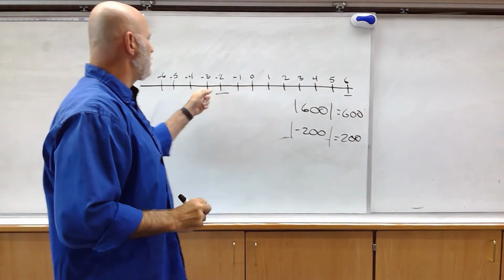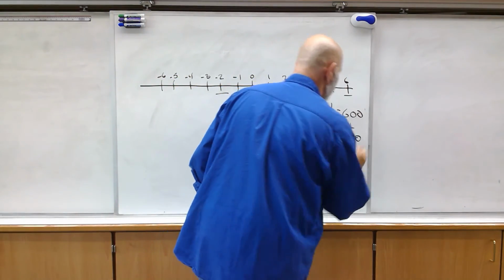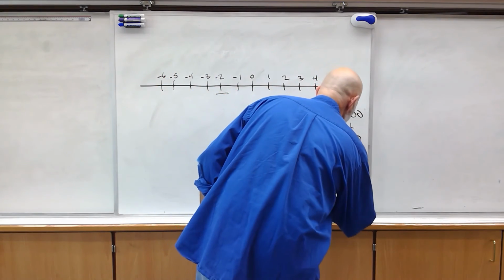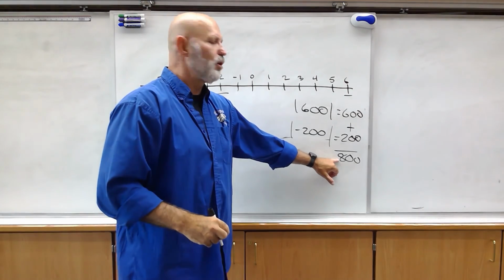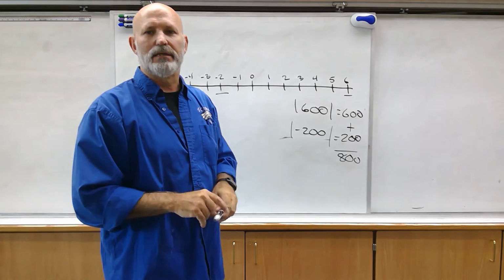Now, because they're on opposite sides, I have to add those. So I'm going to add these together: 600 plus 200 is going to give me $800. And I know that I spent $800, probably money I didn't have, because I needed to pay rent.